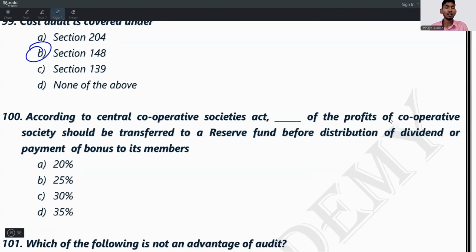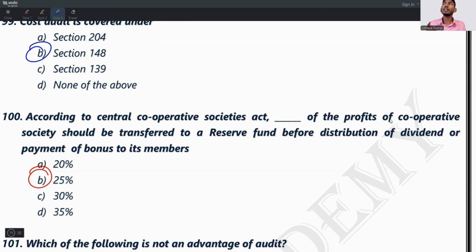25%, right? But with a special permission from the registrar, they can transfer 10%, right? According to the Central Cooperative Societies Act, 25% of the profits of a cooperative society should be transferred to the reserve fund before distribution of dividend or payment of bonus to its members. However, the registrar may, having regard to the financial position of the society, reduce the percentage of profits to be transferred to the reserve fund.